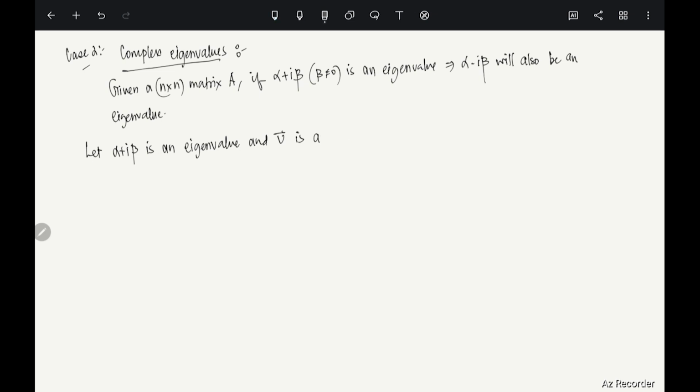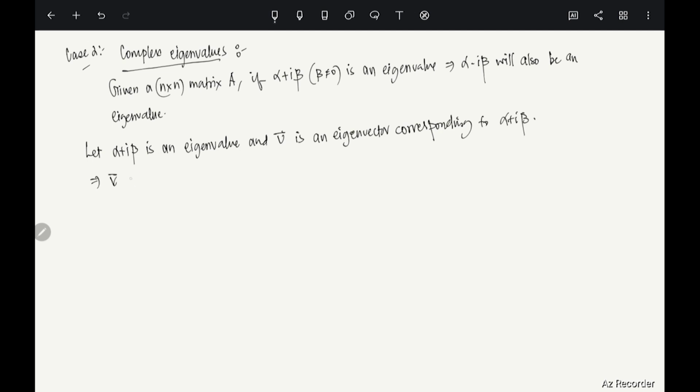Okay, is an eigenvector corresponding to alpha plus i beta. Clear? Okay. So what does that imply?